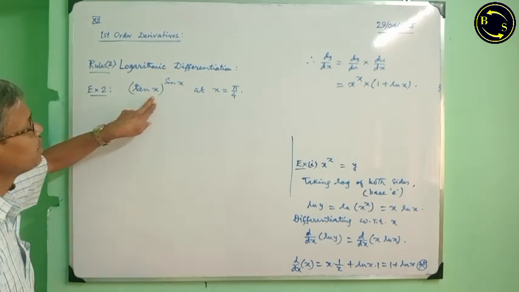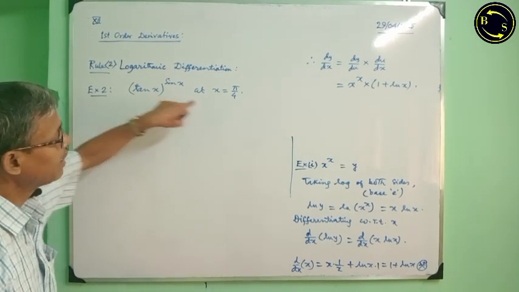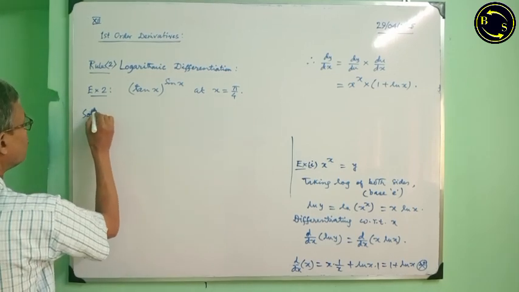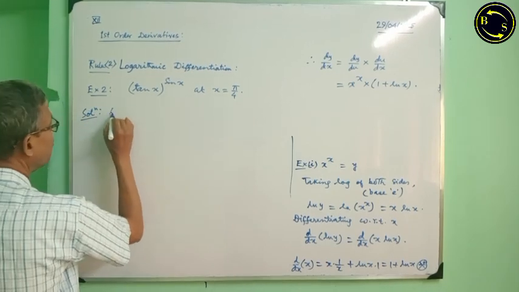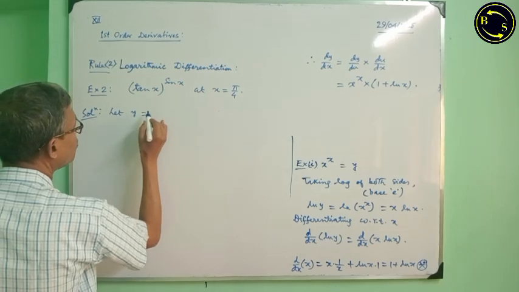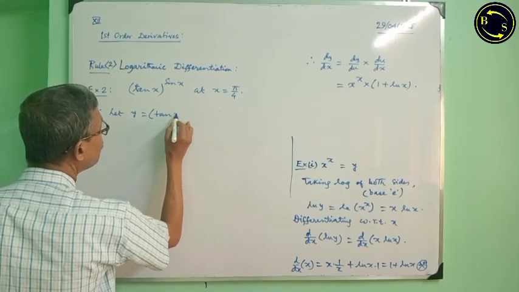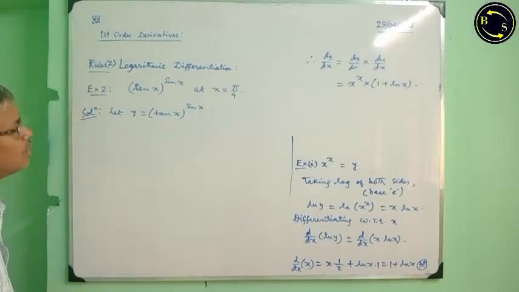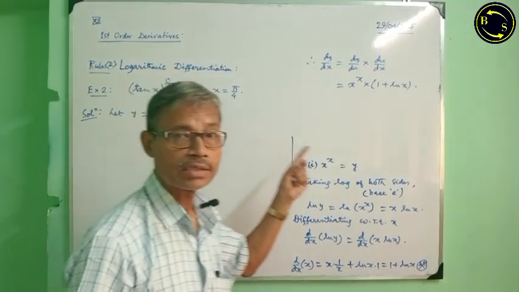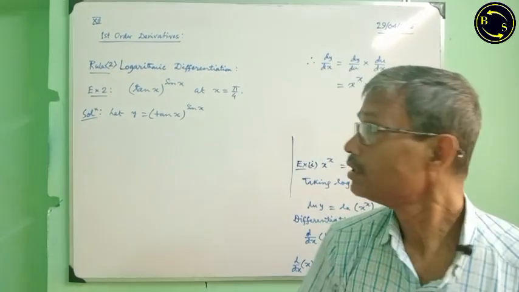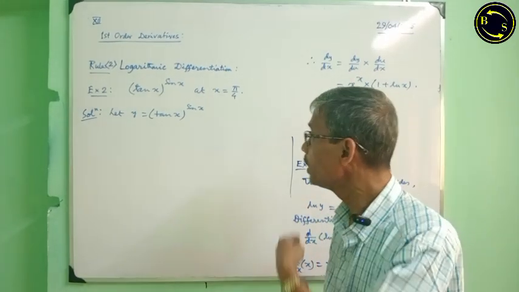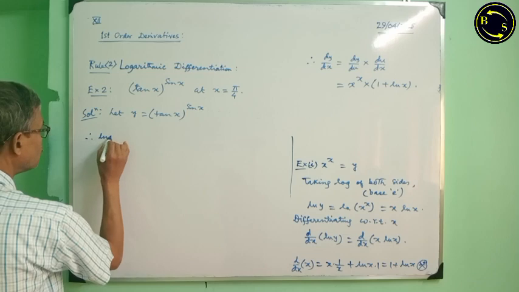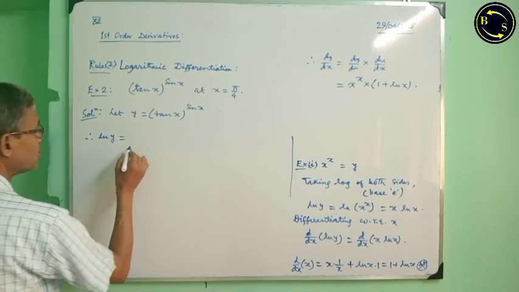We have to find the derivative of this with respect to x at x equal to pi by 4. We start like this. Let y equal to this. We see base and exponent both are functions of x. Therefore, logarithmic differentiation, we take log first.